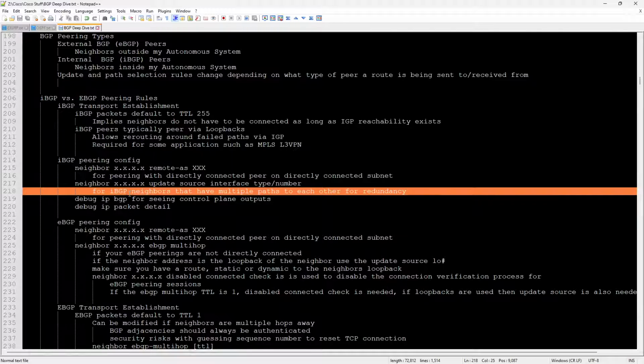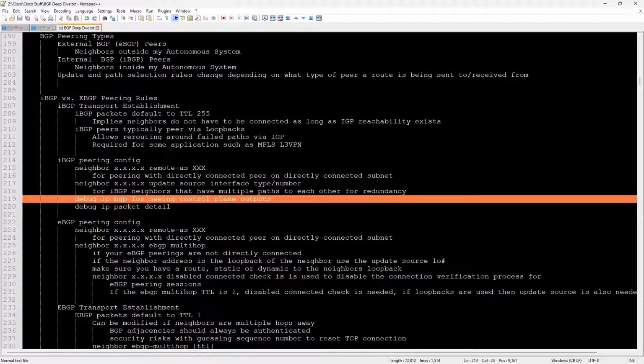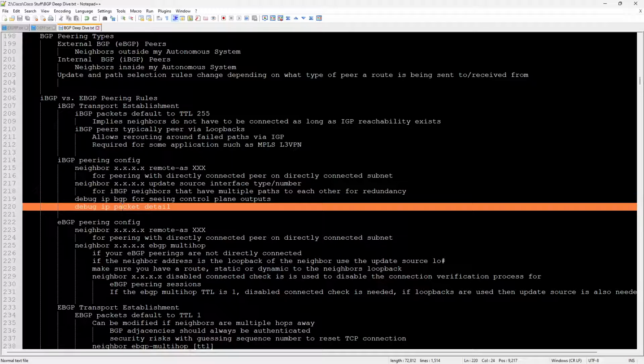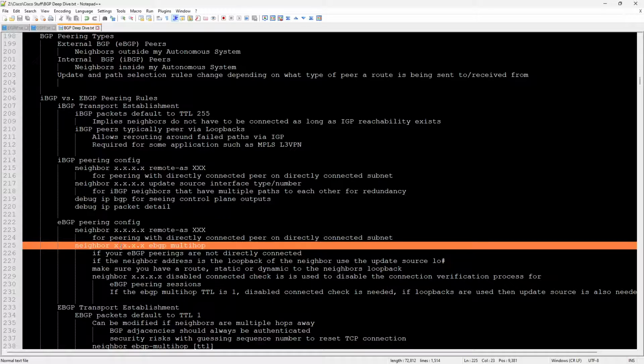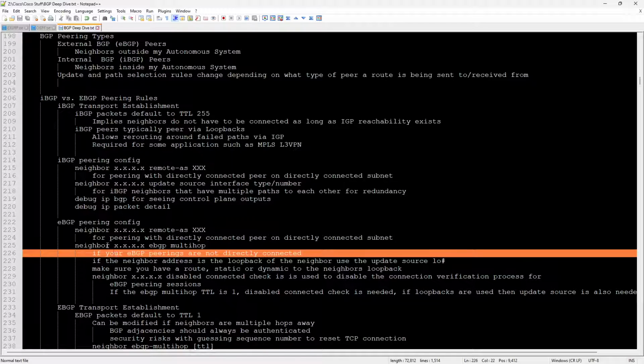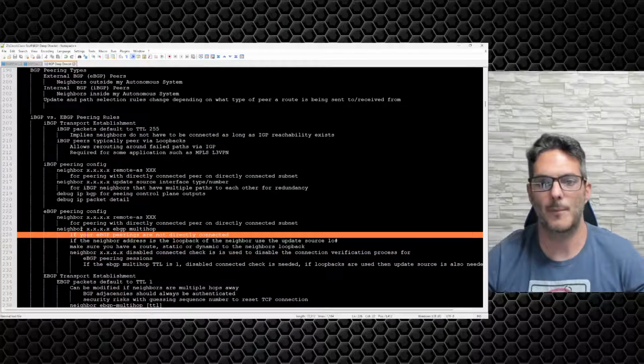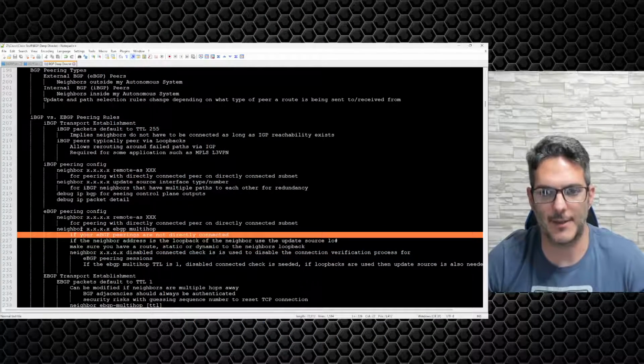For IBGP neighbors that have multiple paths to each other for redundancy, and it's going to be a multi-path type of situation, you can go two different directions. You can debug IBGP for seeing control plane outputs and debug IP packet detail for information like that. Now, just like with the directly connected peering, you can peer on a directly connected subnet, or you can do the eBGP multi-hop. If your eBGP peerings are not directly connected, you still can form an eBGP peering. You just have to have a route to the remote IP address that you're trying to get to. So we're actually going to demo this quite a bit as we get further into it.